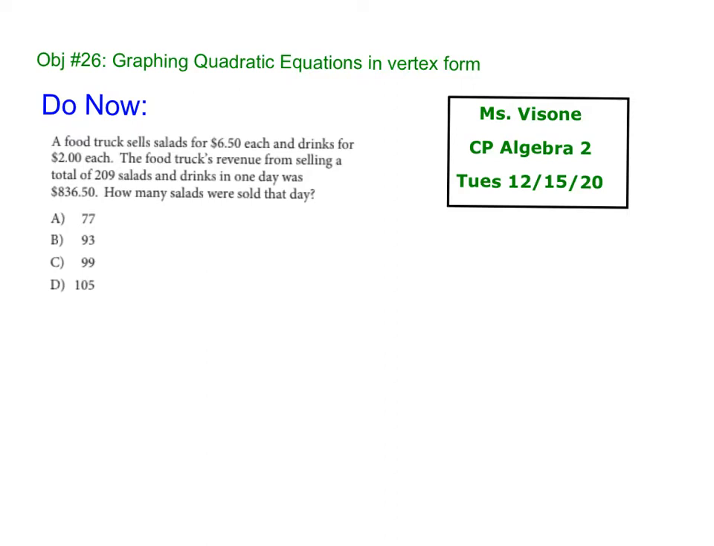Alright, so a food truck sells salads for $6.50. Right, so $6.50 each for salad, and drinks for $2 each. The food truck revenue from selling 209 salads and drinks in one day was $836.50. How many salads were sold?